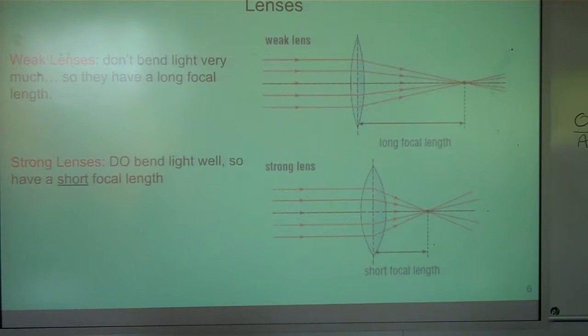Now, a weak lens, they don't bend light very much. So they have a long focal length. Whereas a strong lens, they do bend light very well. And they have a short focal length.